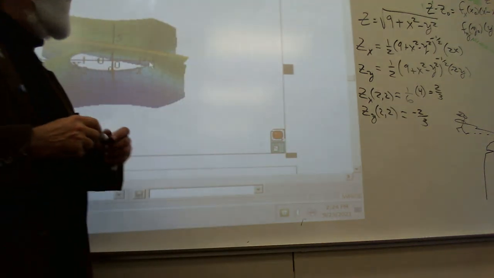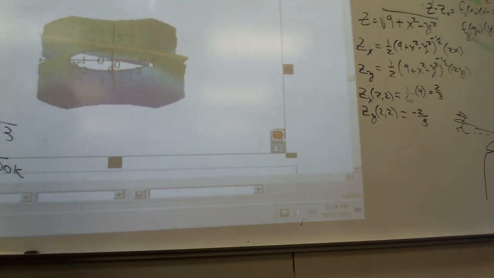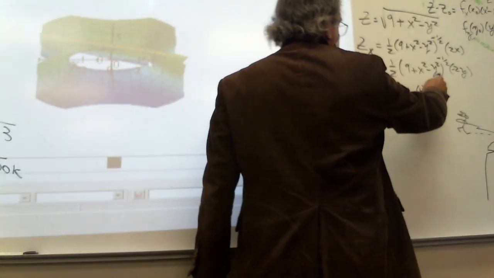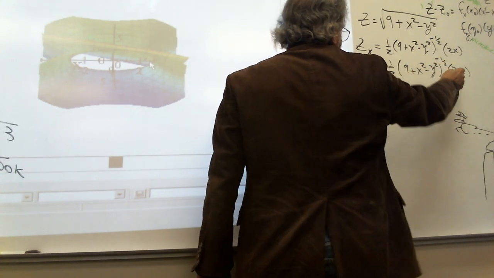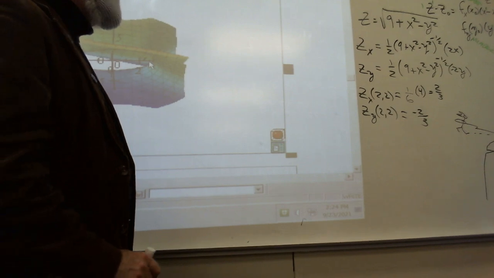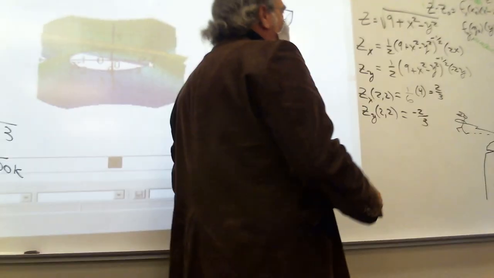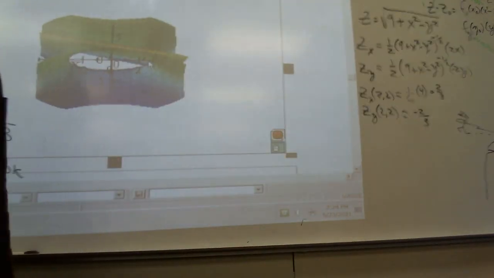Did I do okay? I did a lot in my head there. So I'm trying to get done in 4 minutes. The 2's basically cancel in here because it's 2 squared minus 2 squared. 9 to the negative 1/2 is 1/3. 1/6 times negative 2 is negative 1/3. It's negative 1/3, isn't it? Oh, but it's times y, and y is 2, so negative 2/3 is right.